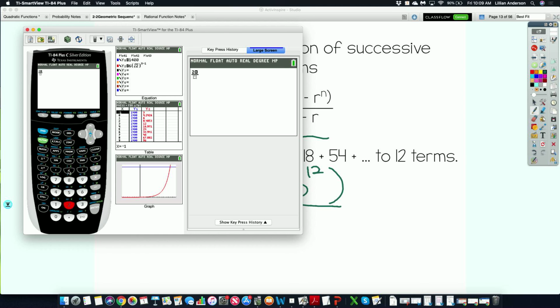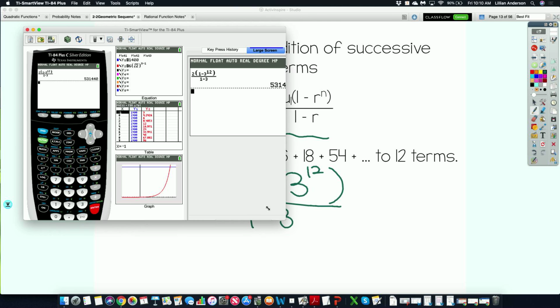I can type in exactly how it looks on my paper. 1 minus 3 to the 12th power. Ooh, not tangent. And all over 1 minus 3. This also helps me avoid the error of not putting a parenthesis around my entire denominator and getting the wrong answer. Did you guys get that? Yes.